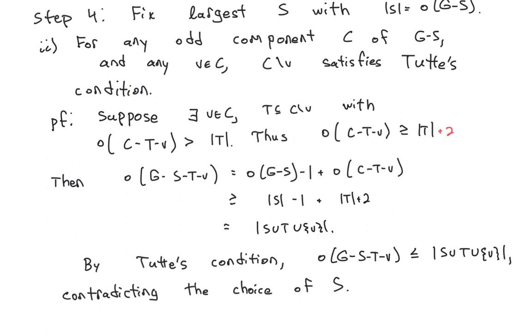By Tutte's condition, we have the inequality the other direction. So again, we found a larger set. By adding T and v to S, we get a larger subset for which the number of odd components of G minus X is equal to the size of X. But that contradicts the choice of S.